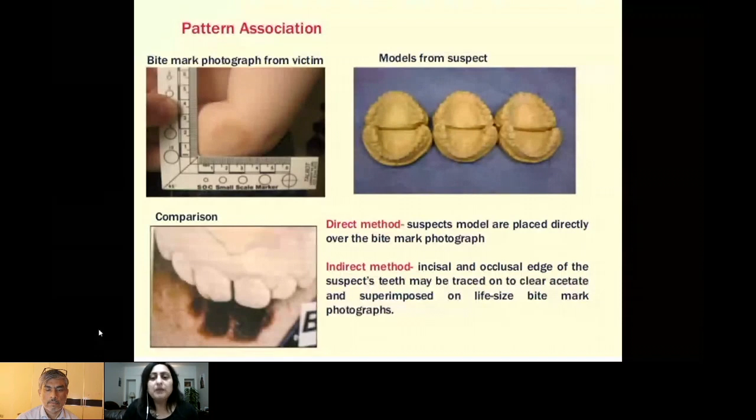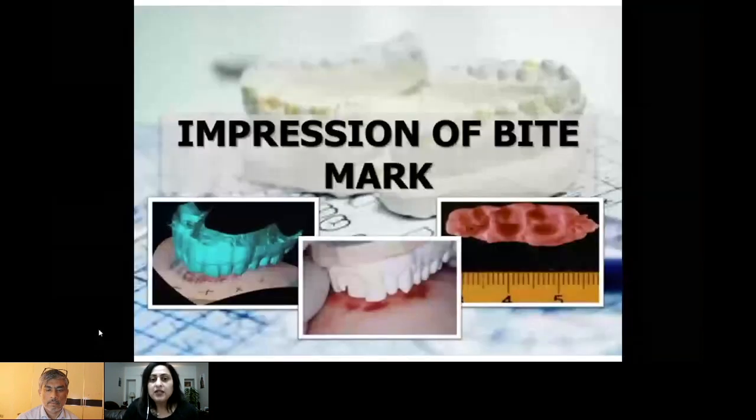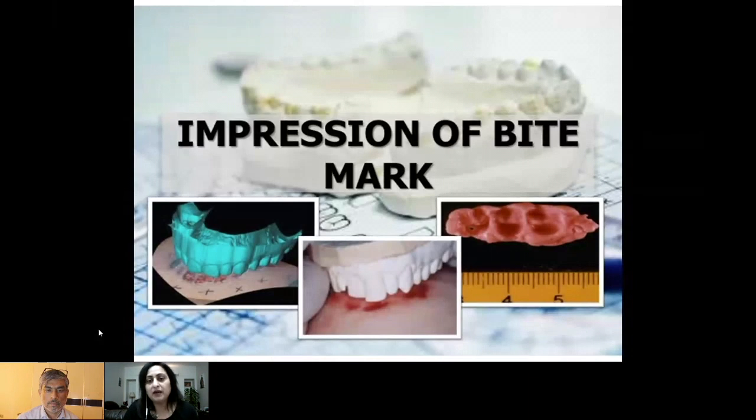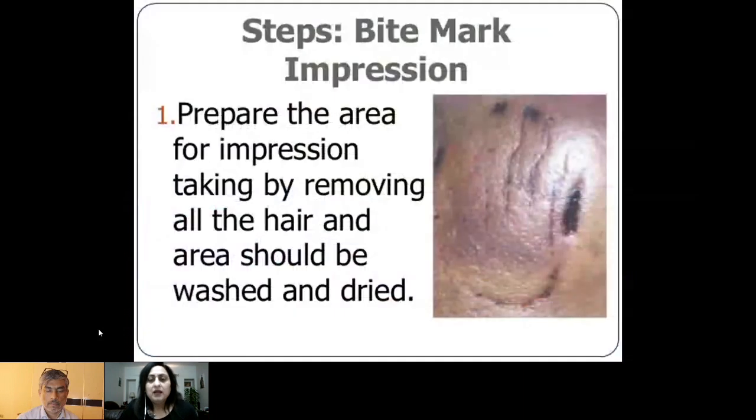How an impression of the bite mark is taken. Initially, when we find the bite marks, a forensic odontologist is obviously called, and then it is swabbed for saliva and DNA. After that, we try taking an impression of the bite mark because the bite marks keep changing. The first step is to prepare the area for the impression by removing all the hair in the area, and it should be washed and dried. So the area is prepared.